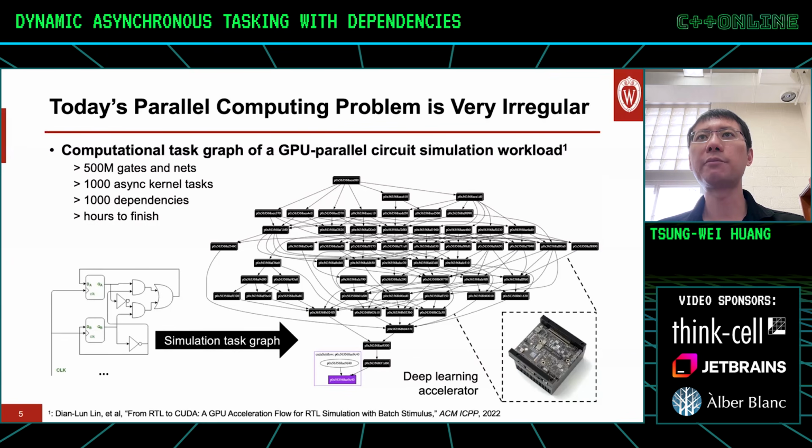However, today's parallel computing problems are very complicated and irregular. Here, I'm showing you a computational task graph of a GPU-accelerated circuit simulation workload. The task graph models a GPU operation as an asynchronous task and the dependency between 2 GPU operations in an edge. This computational task graph can be very, very large. In this example where we are simulating an NVIDIA deep learning accelerator design of 500 million gates, it has more than 1,000 asynchronous task kernels and dependencies. Even with the GPU, it can still take several hours to finish.